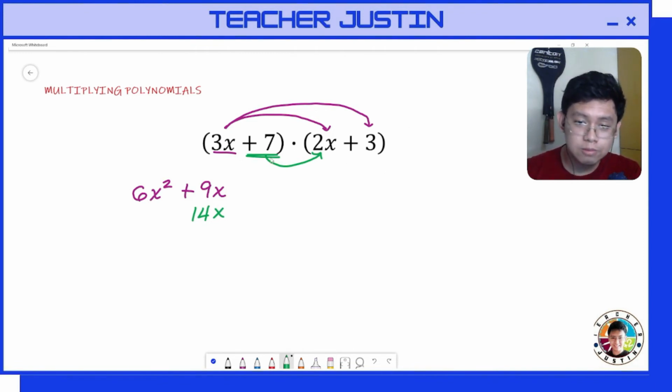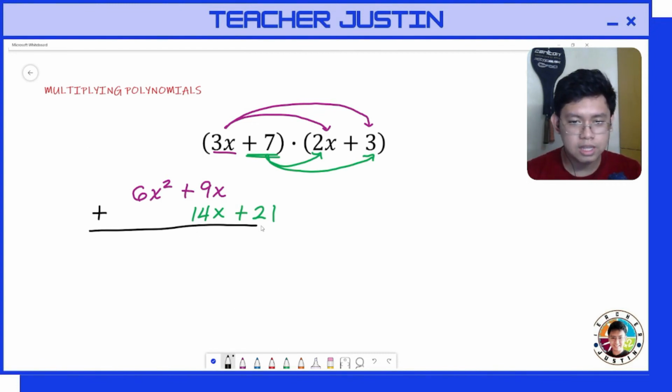And then continue with our last one, multiplying 7 by 3. So 7 times 3, that will be 21. So plus 21. Now that we have the products, let's combine like terms. That is our next step, combining like terms. And since we have the word combine, we will add all the common terms.